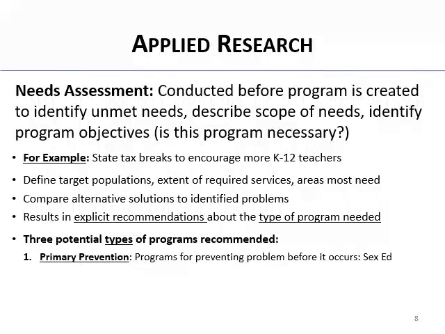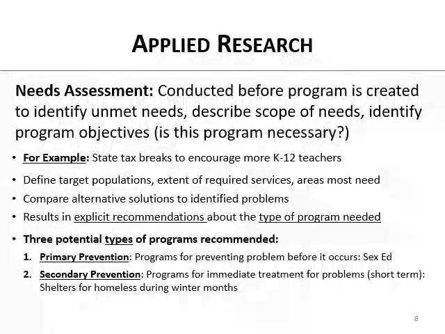There are primary prevention programs. Primary prevention programs are programs for preventing the problem before it even occurs. So if you're trying to reduce pregnancies among teens, for example, you teach sex education as a primary prevention strategy to teach them how to avoid getting pregnant in the first place. That's primary prevention. Then there's secondary prevention.